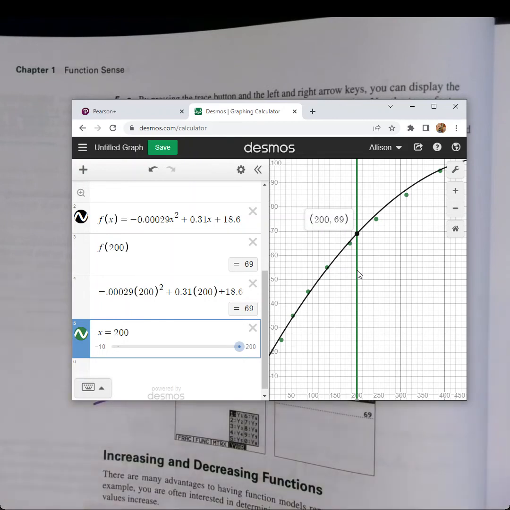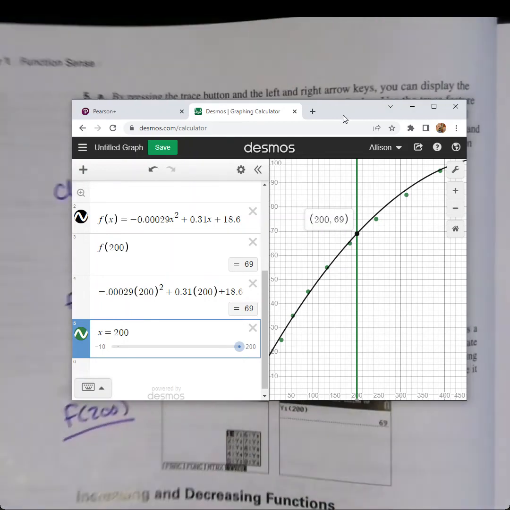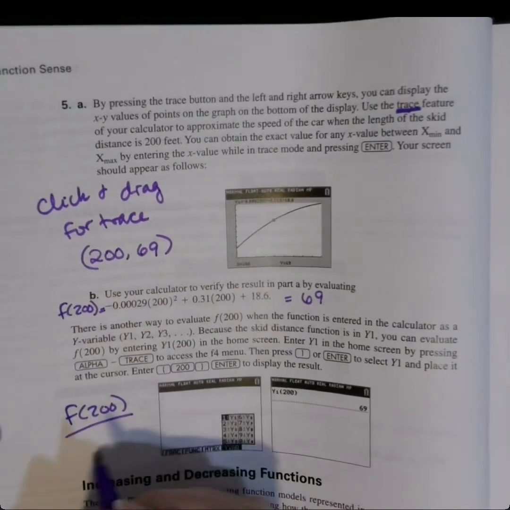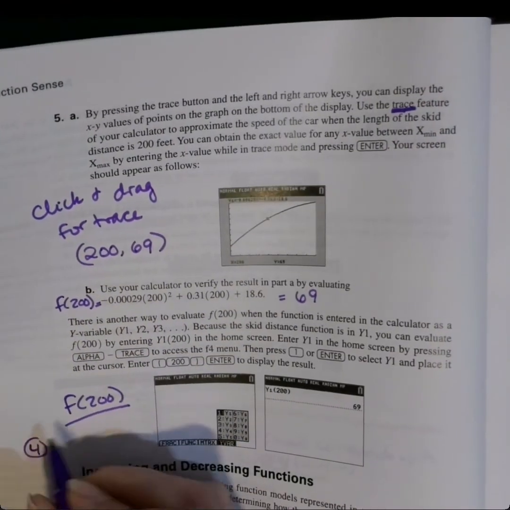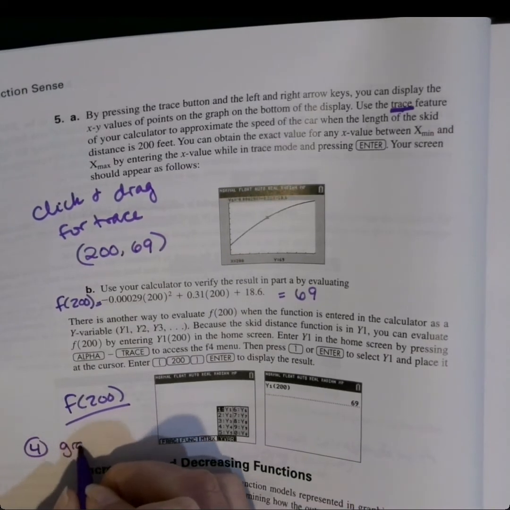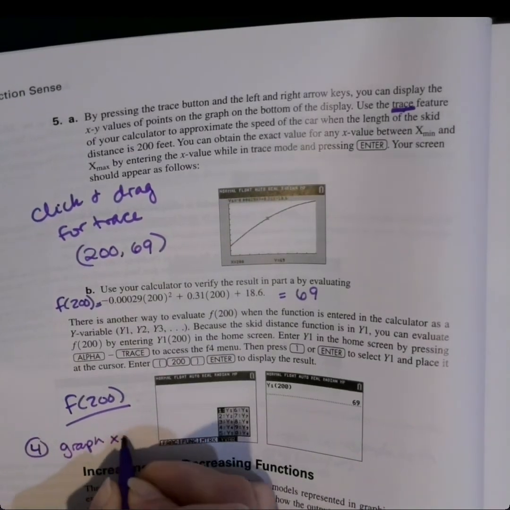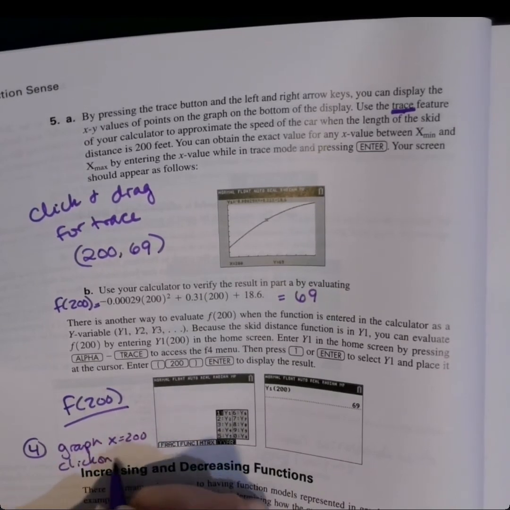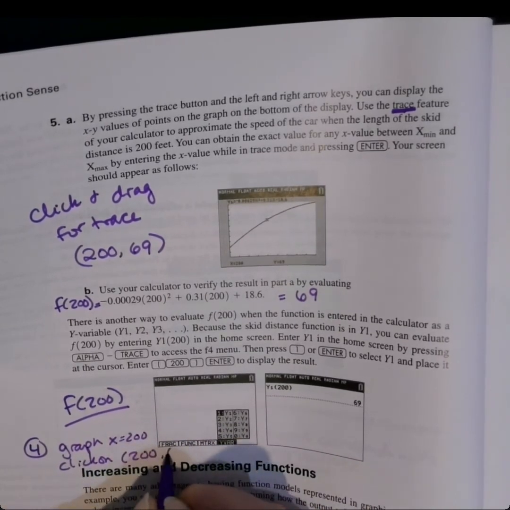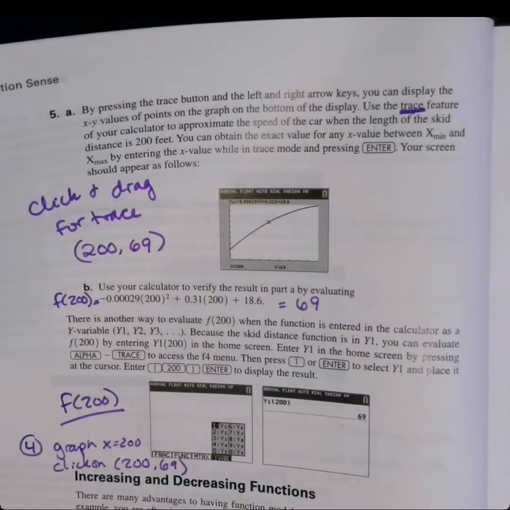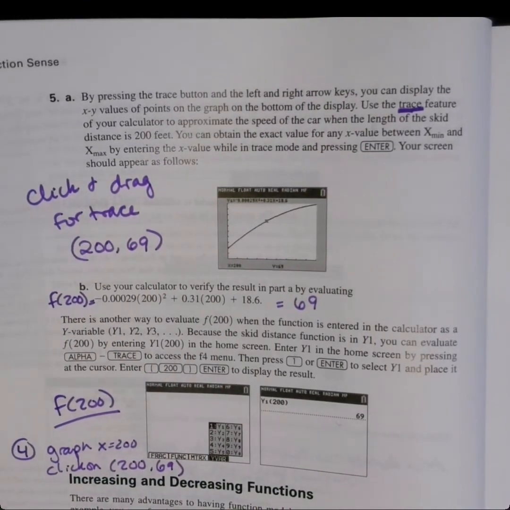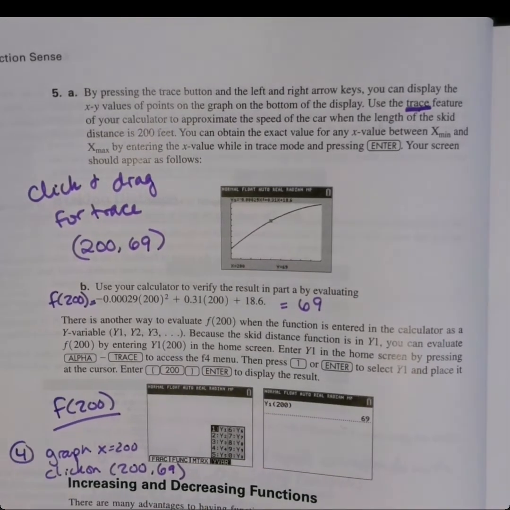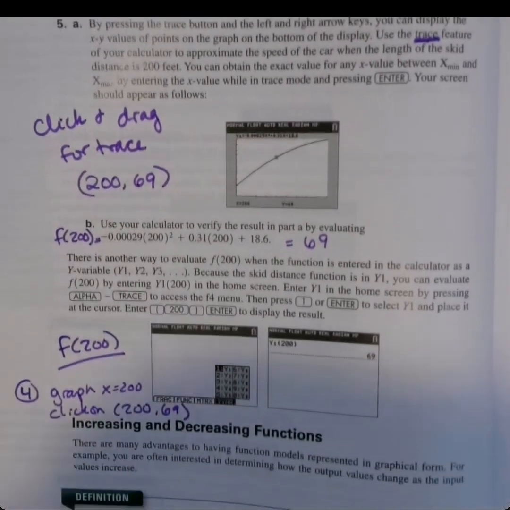As method number 4 that we'll just mention, the calculators don't do this very well, so they didn't mention it here. But method 4 is you can graph x equals 200, and then you can click on that point of 200, 69. So many different ways we have right here of answering the question, what speed was the vehicle going if it had its skid distance of 200? It was going at 69 miles per hour.